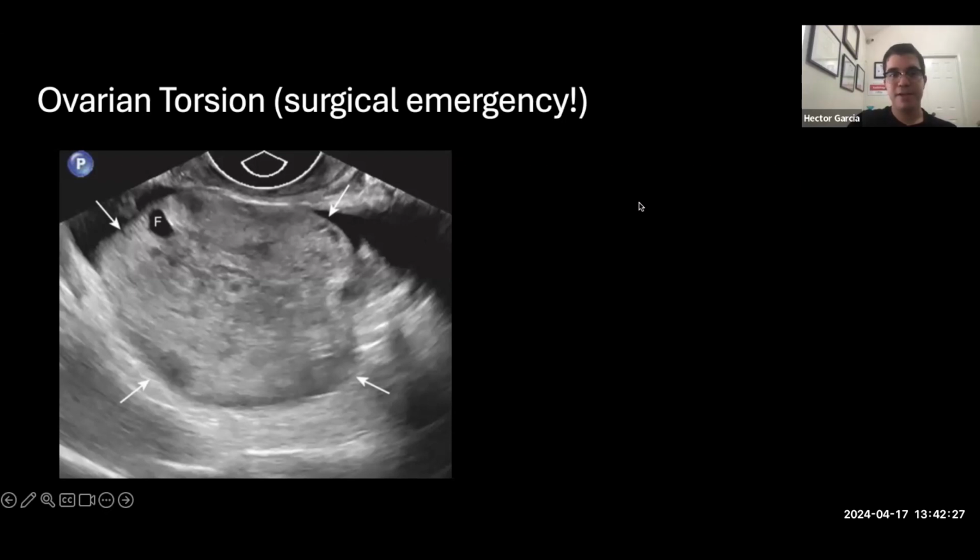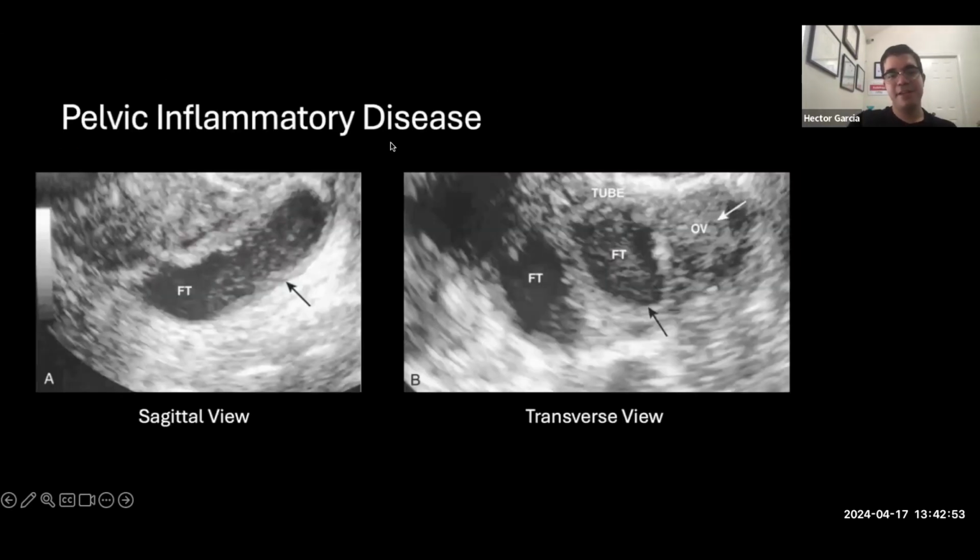Okay, and then surgical emergency, straight to the OR. And we can also do a Doppler and see if there is blood flow. If there is no blood flow, this is ovarian torsion. And if there is, but we still have a lot of suspicion for ovarian torsion, then a Doppler does not rule it out. Blood flow in Doppler does not rule out ovarian torsion. High yield.